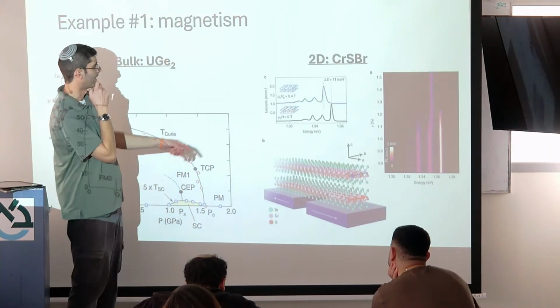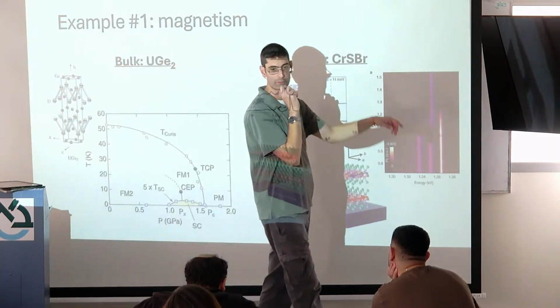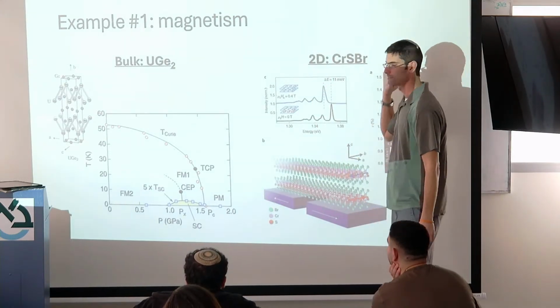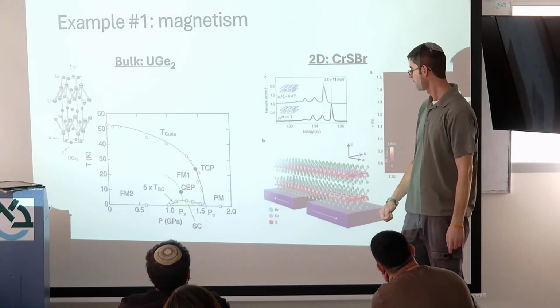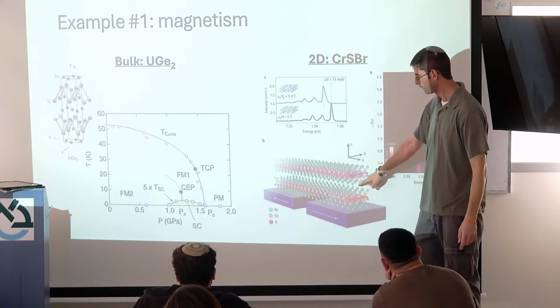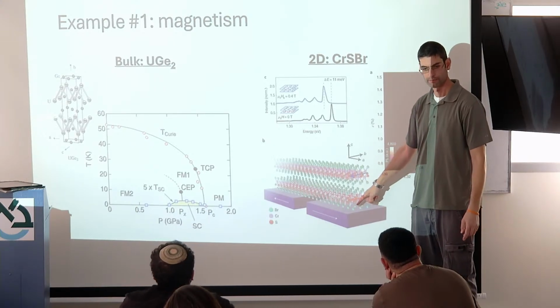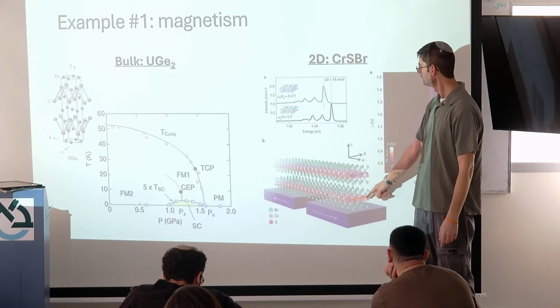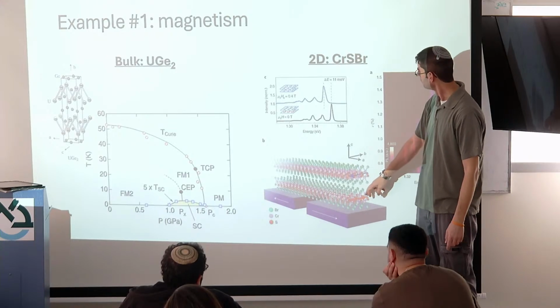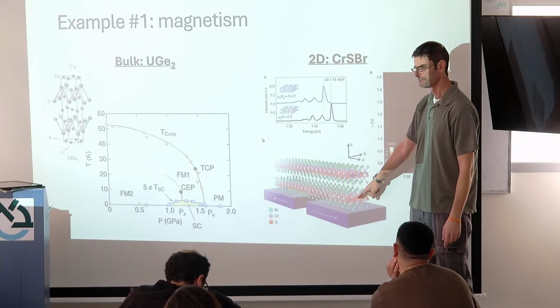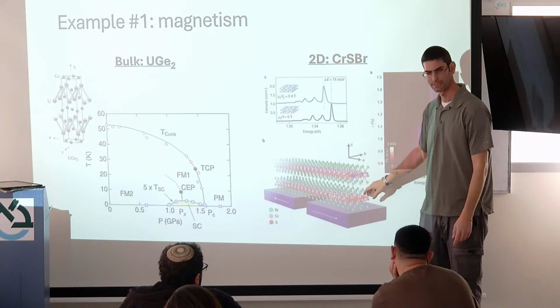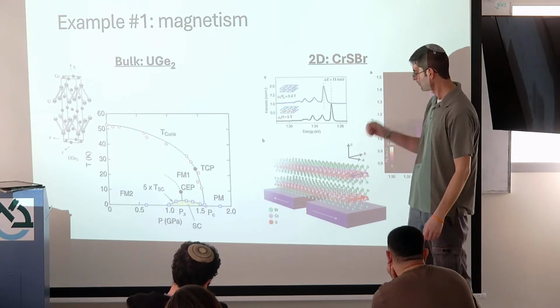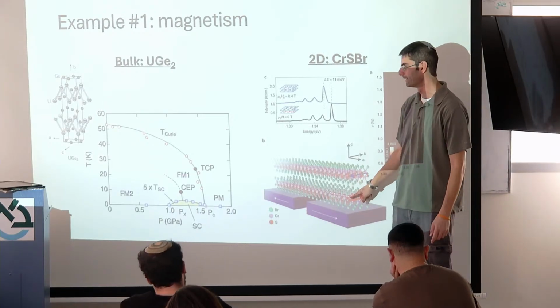This is a very hot material these days, chromium samarium bromide. It's a 2D, very complicated material, a TMD, sort of. It's not actually a TMD. It looks a little bit like one, but it's not. And in this experiment, what they do is they make a bilayer.